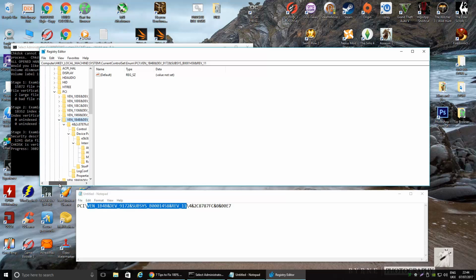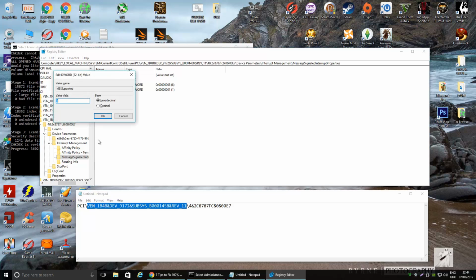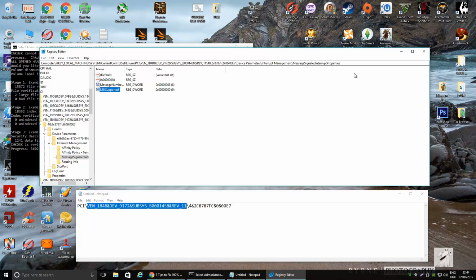Open it. Device Parameters. Interrupt Management. And then do as I do and change this setting to a zero. And that's that drive done.